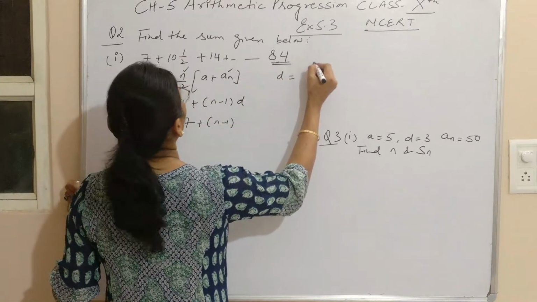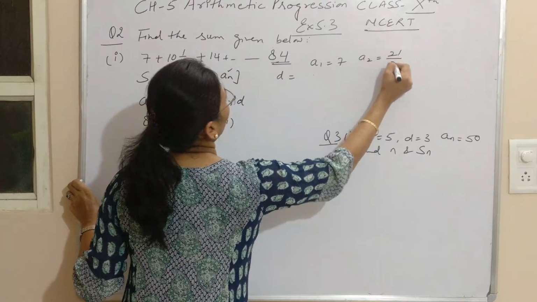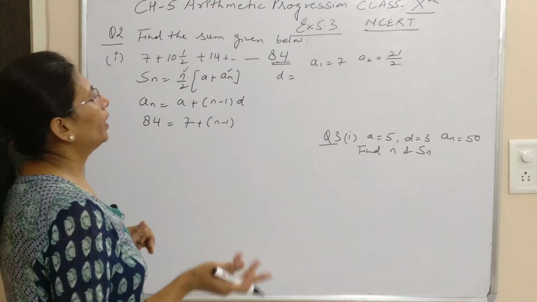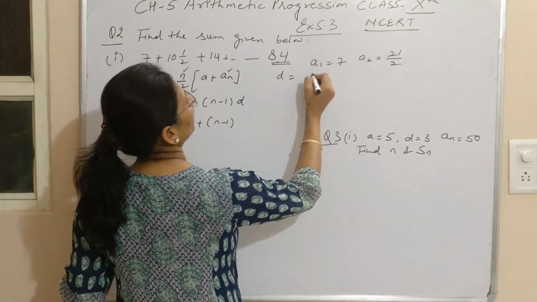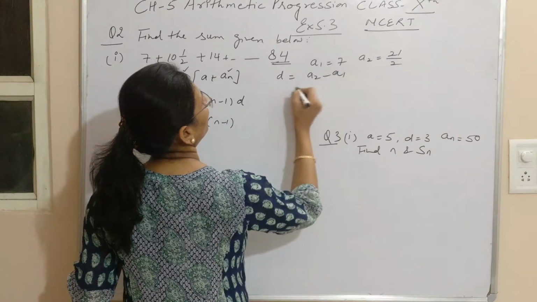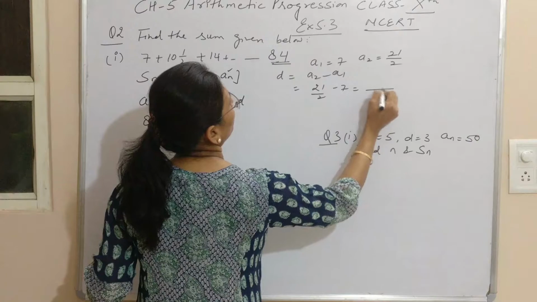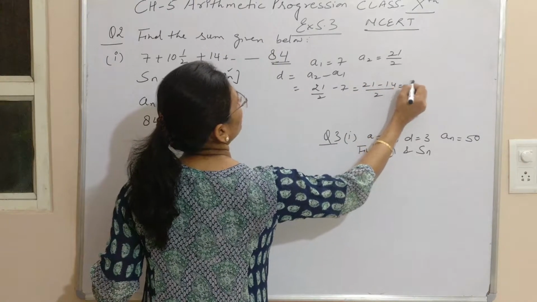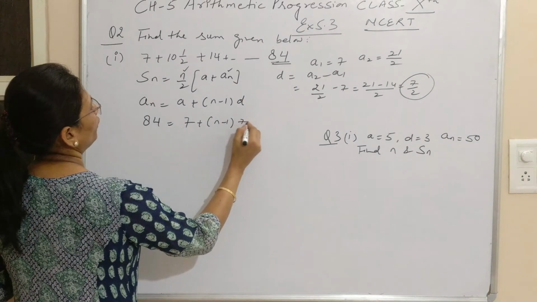So common difference we'll find out. A1 is 7. A2 is 10.5, that is 21 by 2. So how do we find common difference? By subtracting the first term from the second term. So a2 minus a1. We'll take the difference. With 2 as the LCM, this gives you 7 upon 2. This is the common difference. So we'll just put the value of 7 by 2.